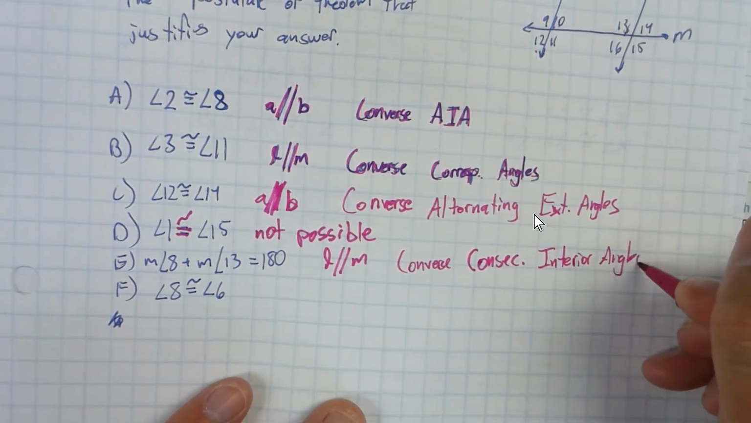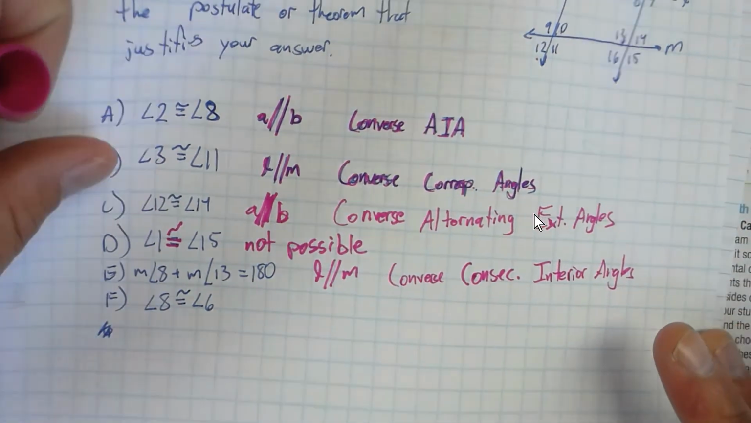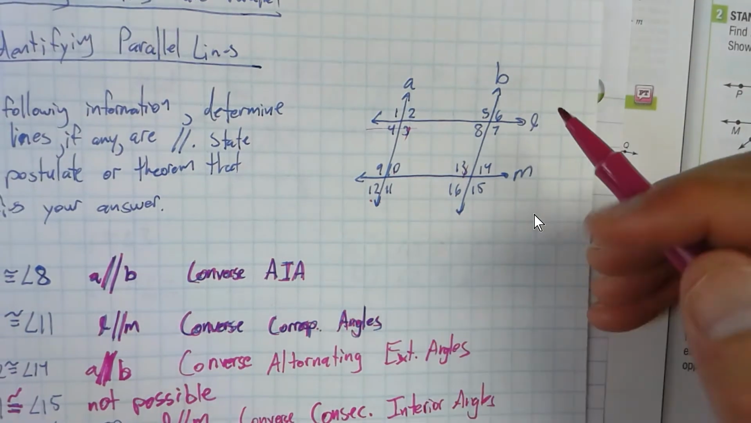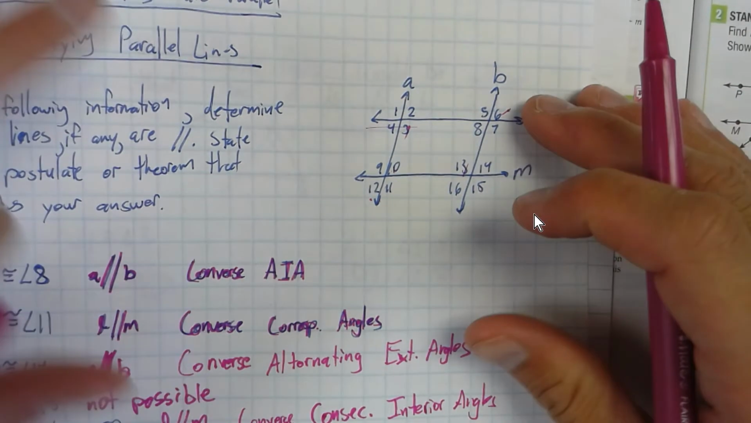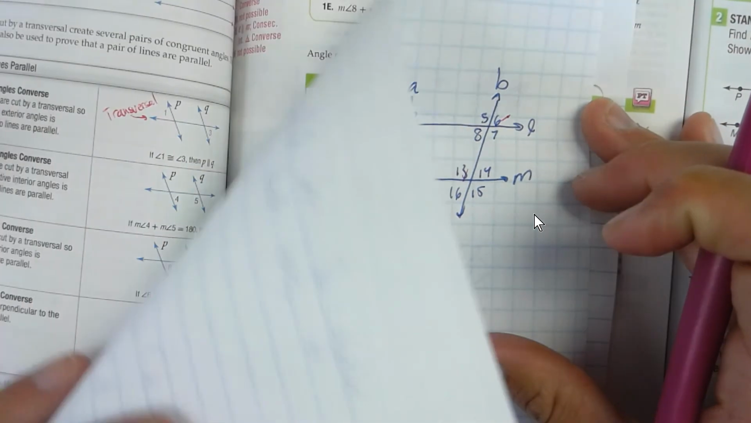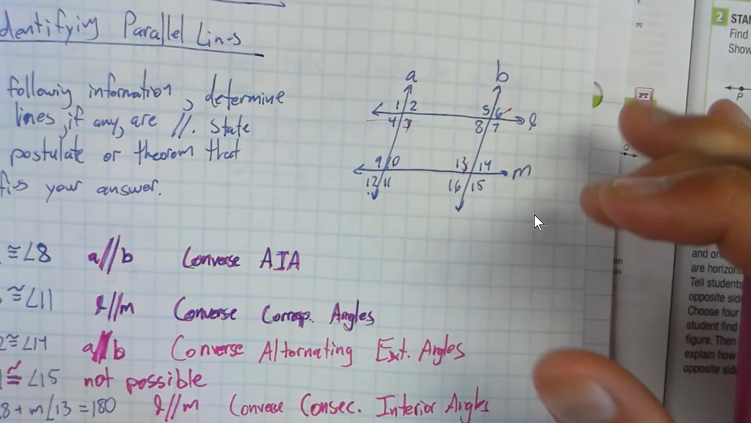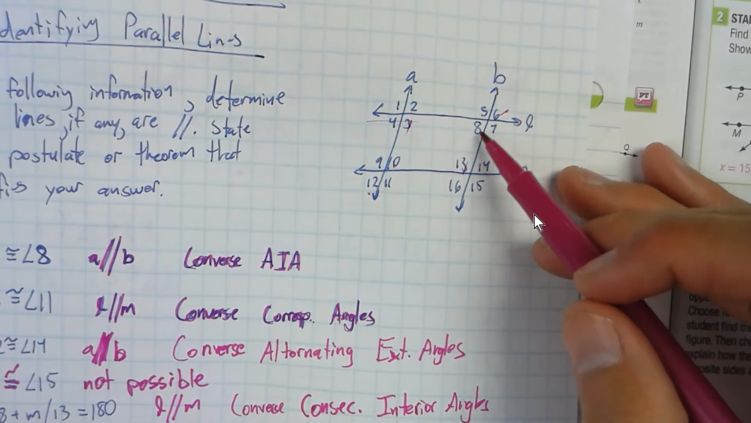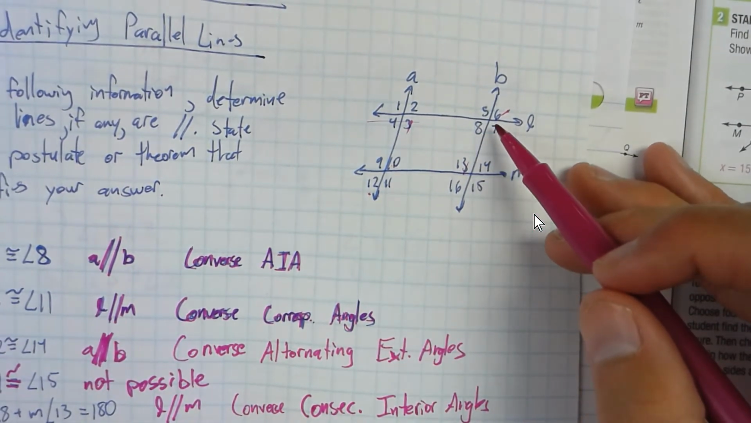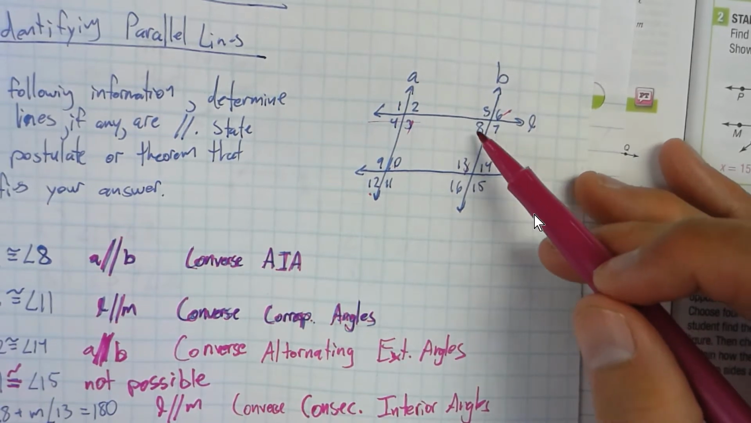The last one is angle 8 is congruent to angle 6. Okay, let's look at that. Okay, and does it prove? So I think that's great. They're vertical angles. I think they're congruent to each other, but does that prove that two lines are parallel to each other? They belong in the same set of angles.